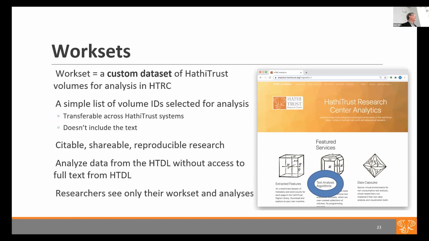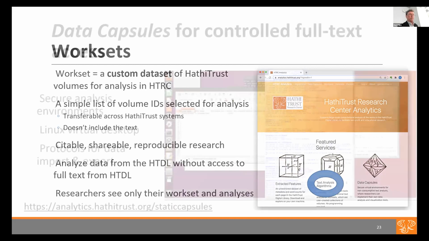And even if the work set itself cannot be shared because it contains copyrighted information, we can share the pointers to that information so that reproducibility can happen in the absence of absolute data sharing. It's a hard problem that we're always dealing with.